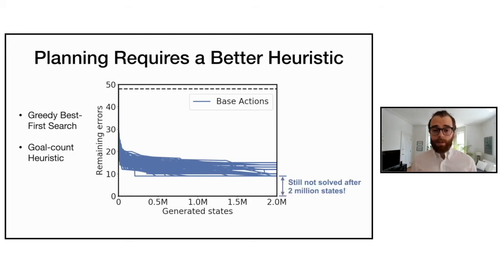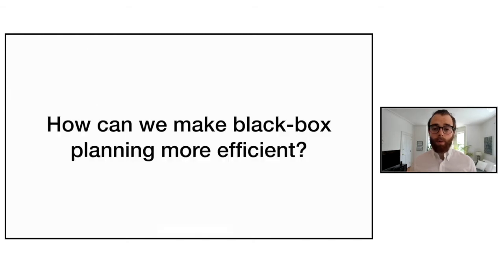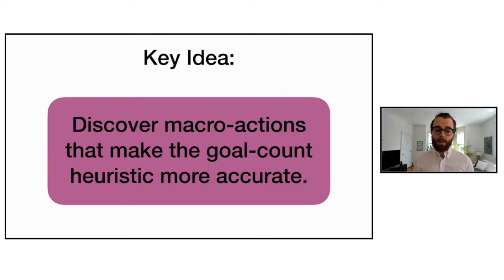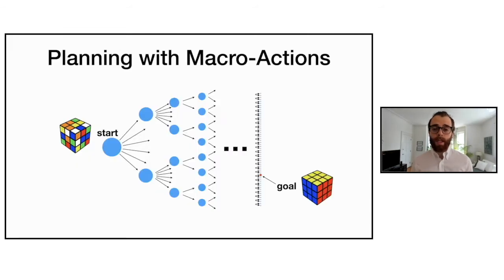So this should give us some concern. And one question that we have to ask is, how can we make black box planning more efficient? The idea that we're going to explore in this talk is to discover macro actions that make the goal count heuristic more accurate. So we can visualize planning with macro actions using the same search tree as before.